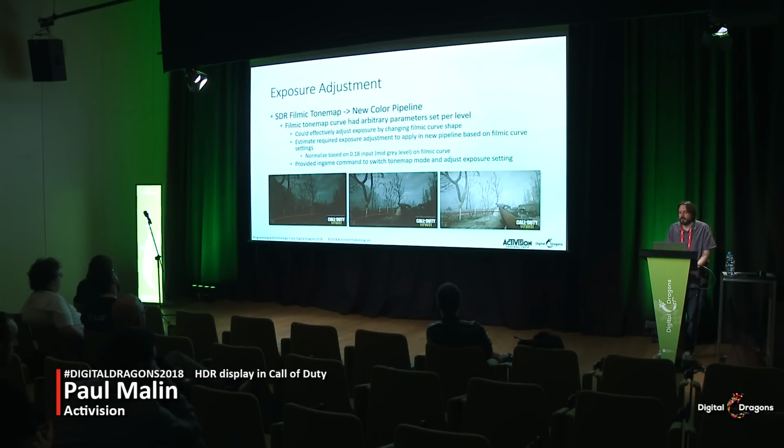When we introduced the new color pipeline, a lot of levels had already been set up with tweaked exposure settings. We wanted to try and preserve these settings in the new color pipeline. The old filmic curve parameters could be arbitrarily set per level, and changing the curve shape without normalizing the result would effectively adjust the exposure, whereas the new pipeline used a fixed curve. We added a debug command to switch the tone map mode and simultaneously modify the exposure adjustment to compensate. The adjustment was calculated by evaluating a fixed point on the old filmic curve.